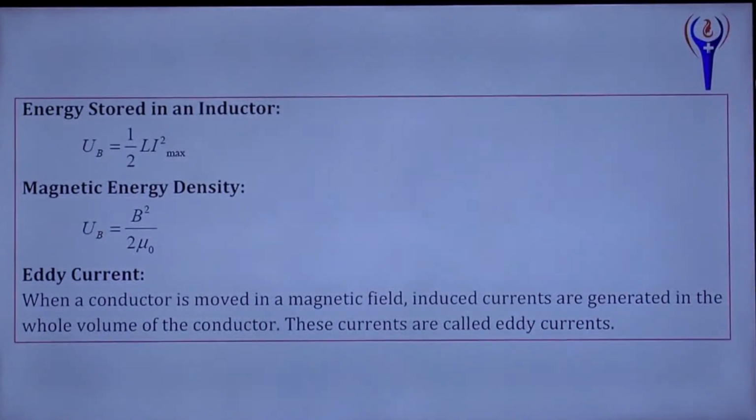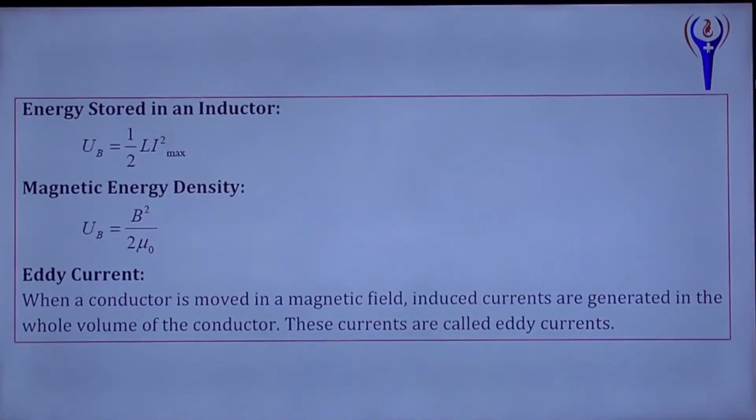Next, energy stored in an inductor. Energy stored is the potential energy which is stored in the form of magnetism. UB equal to half L i square max. And magnetic energy density UB equal to B square by 2 mu naught.